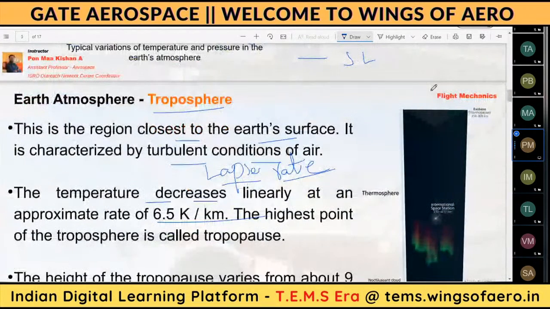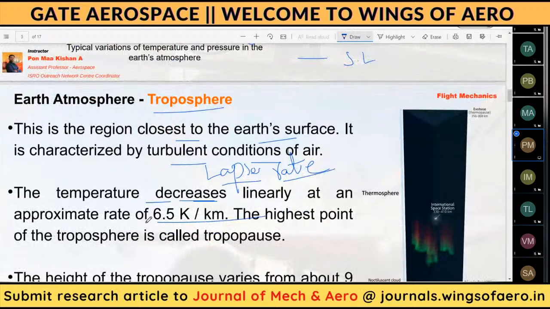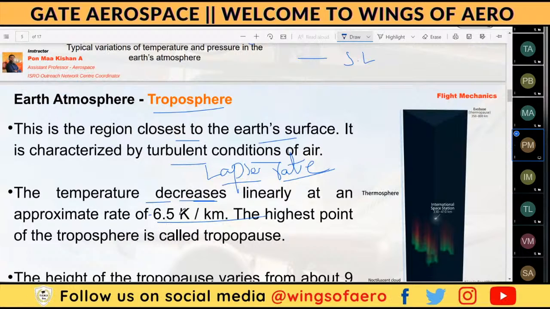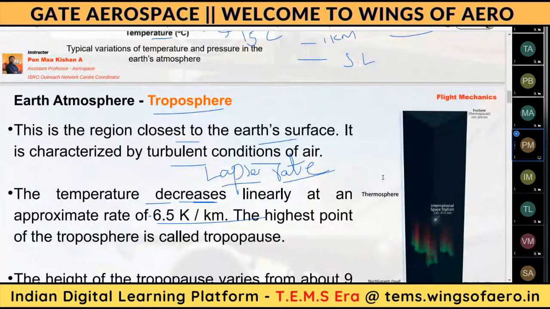So from sea level, my temperature will be decreased. Since it is decreasing, we have to use a minus sign. The minus sign indicates a decrease in temperature in the troposphere. So minus 6.5 Kelvin per kilometer. That much decrease will happen within a 1 kilometer range.